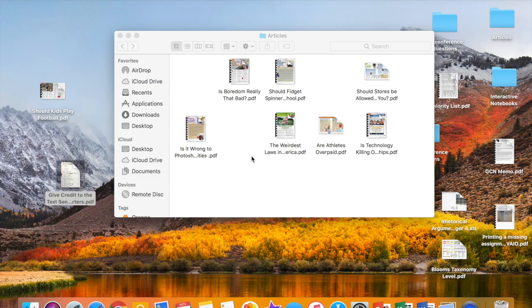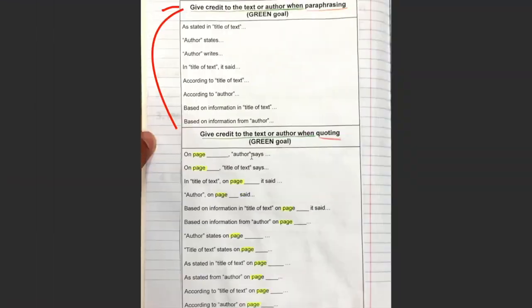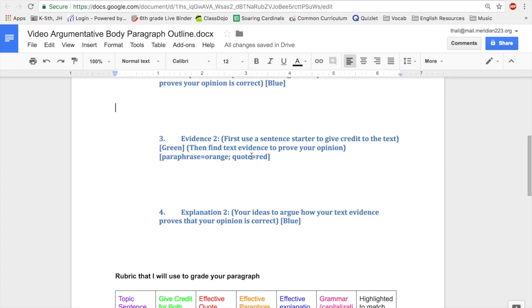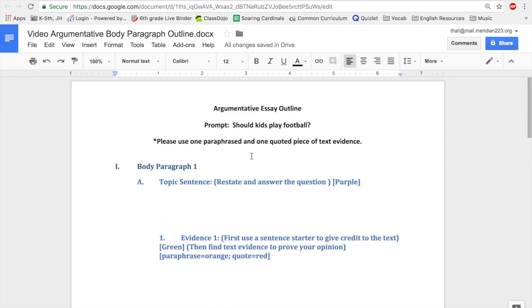In this video, we're going to go over how to write an argumentative body paragraph with explanations. So for our topic sentence, notice how we need to restate and answer the question. And our question is, should kids play football? So if we think about this, we need to choose a side. So either we're going to be on the yes side, kids should play football, or the no side, kids shouldn't play football. I'm going to go with the yes side.